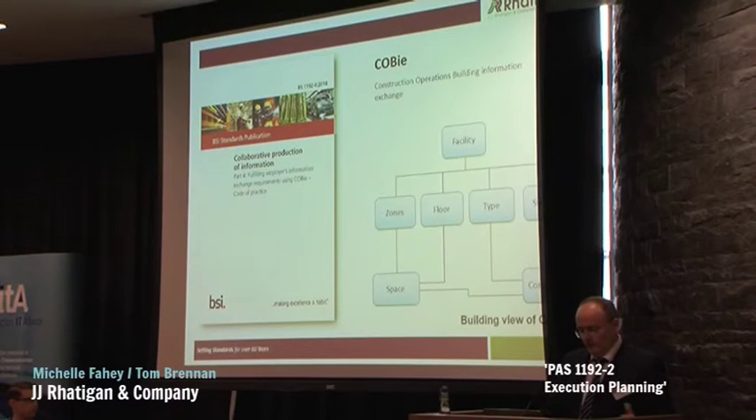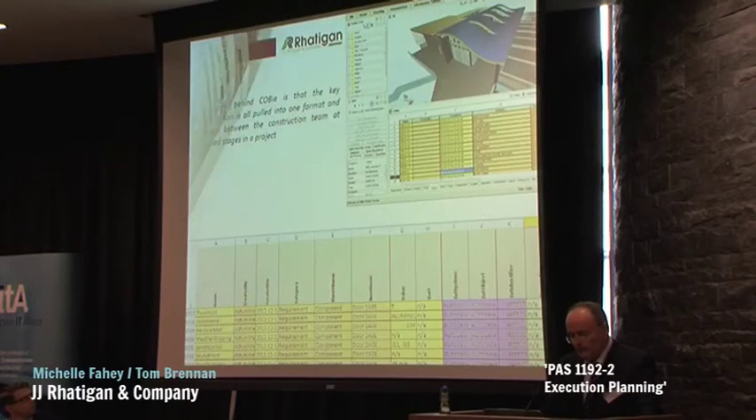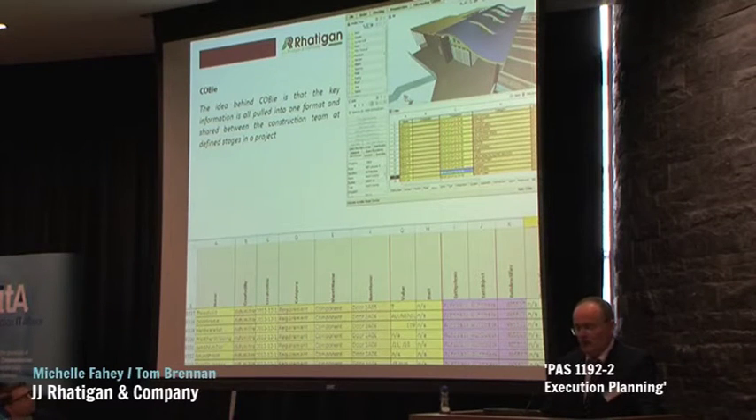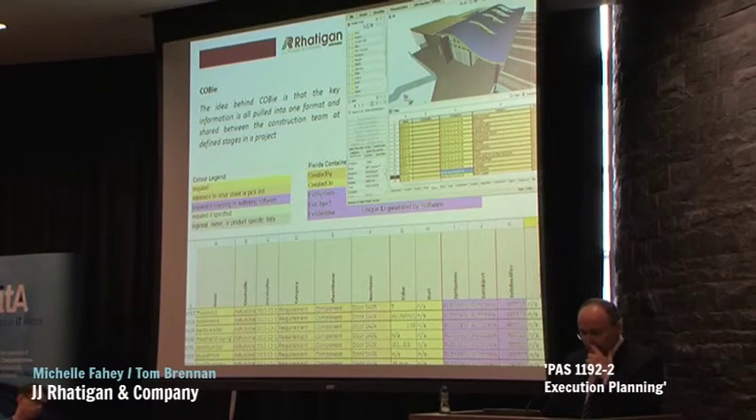So COBE then is the collaboration of production information. So if we look at a building then through COBE, we have a facility, we have zones, floors, types, systems, space and components. The idea behind COBE then is that all the key information is pulled into one format and shared between the construction team at different stages in the project. So we integrate the requirements of COBE when we're writing the BEP. Essentially this is a spreadsheet.